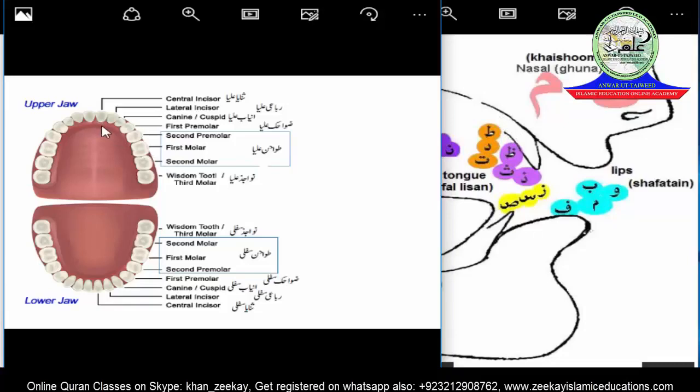of thanaya ulya. And in these three letters, ra, tha and dal, it will touch the edge of the teeth, this part. So we can understand that these three letters, tha, ra and dal, are pronounced from the edge of thanaya ulya, central incisors, and letters ta, dal and ta are pronounced from the root of this pair, thanaya ulya.